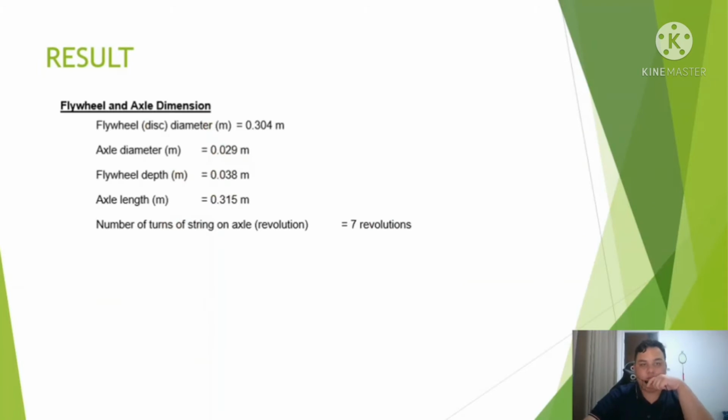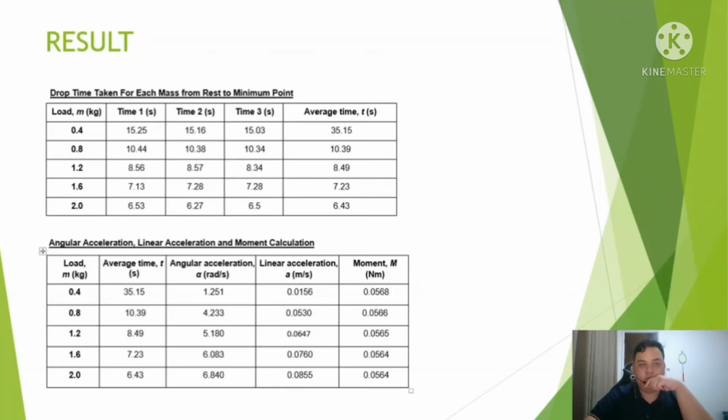This is the flywheel result for the axle dimension. The flywheel disc diameter is 0.304 meter. Axle diameter is 0.029 meter. Flywheel thickness is 0.038, and the axle length is 0.315 meter, and the number of turns of string on the axle is 7 revolutions. This is the drop time taken for each mass from rest to the minimum point.